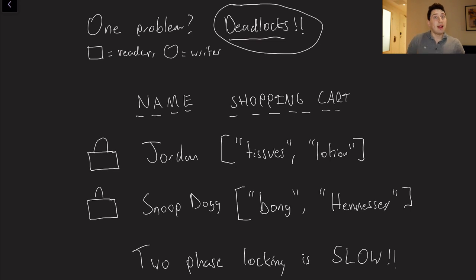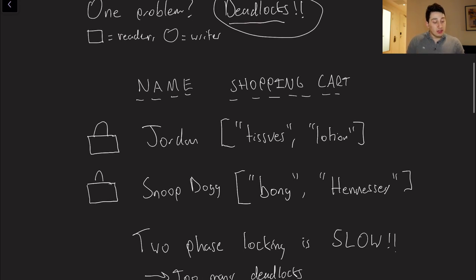Well, no, that's not necessarily the case. So let's imagine that if I put a square on a lock, that means I'm grabbing it in reader mode, and if I put a circle on the lock, I'm grabbing it in writer mode. So basically, I'm doing the name shopping cart example again. We've got Jordan and Snoop Dogg. Two very realistic shopping carts for the both of us, so let's go ahead and get started.